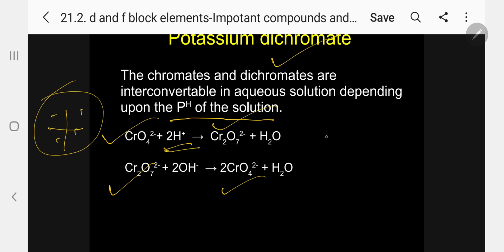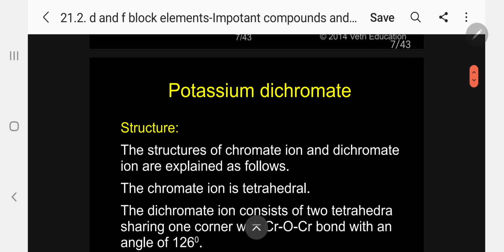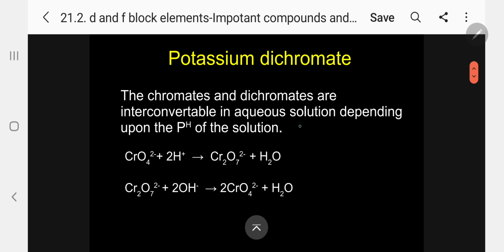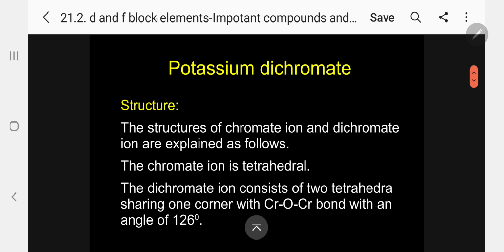Please follow. Very, very important. You must know. Kindly follow. So, this is the way we are getting the potassium dichromate crystals. After concentration, we can get the crystals of potassium dichromate.